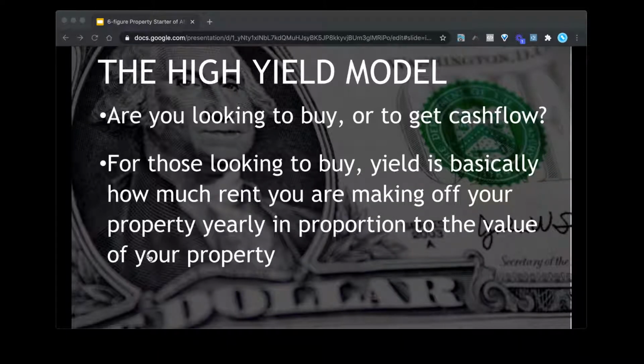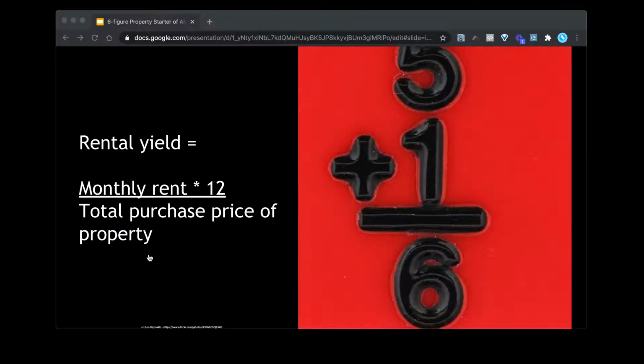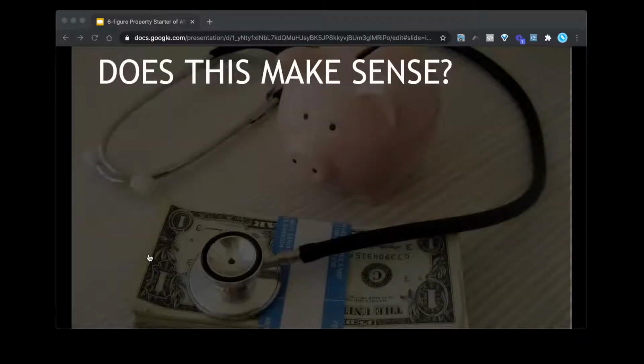But for those looking to buy, yield is basically how much rent you're making off your property in proportion to the value of your property, like I said. And what that looks like is, you have your rental yield. Let me go back there. Your rental yield is the monthly rent multiplied by 12 months in a year. You divide that by the total purchase price of the property, okay?